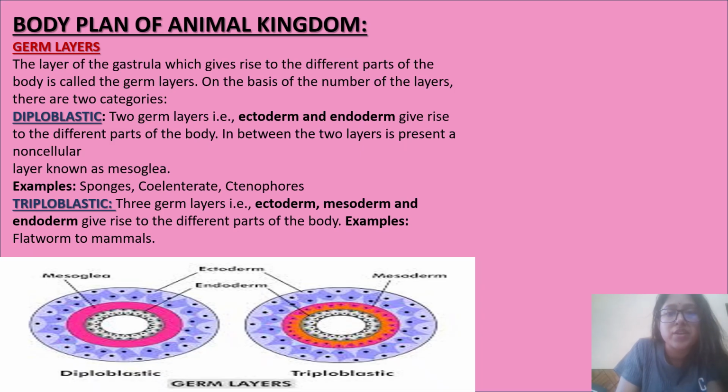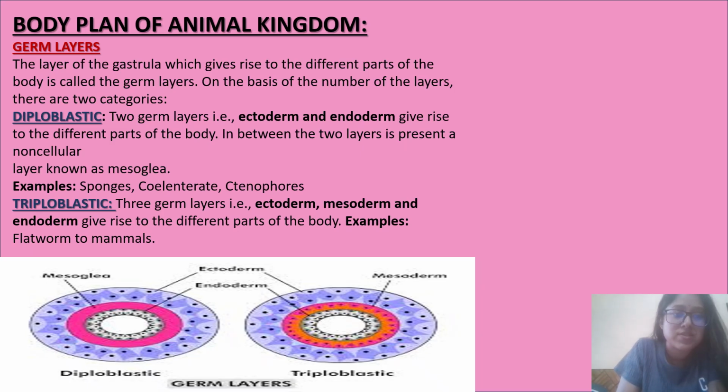On the basis of the number of layers, there are two categories. Diploblastic: these have two germ layers, that is the ectoderm and endoderm, which give rise to the different parts of the body. In between the two layers is present a non-cellular layer known as the mesoglea. Examples: sponges, coelenterata and ctenophores.